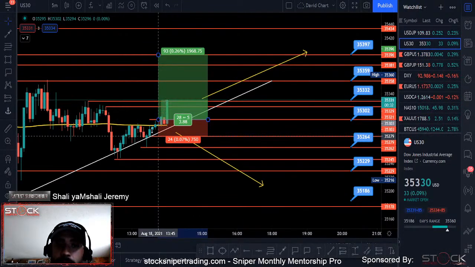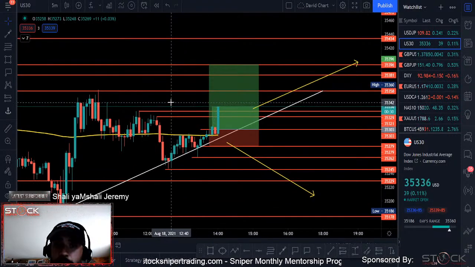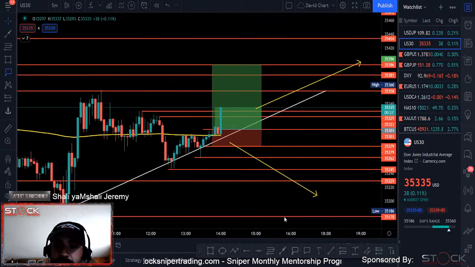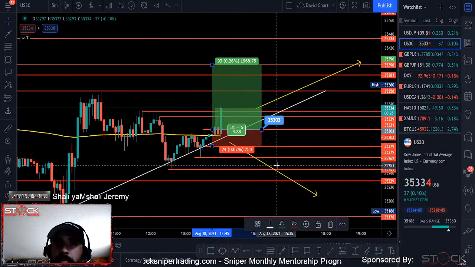Okay, so if you want, move your stop loss up, guys. If you really want to, you can move it to break even. But this is having a nice push here.